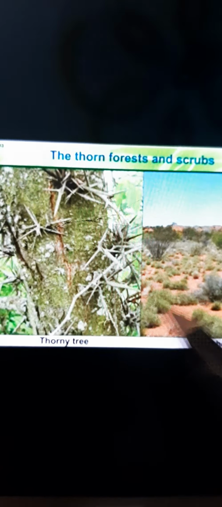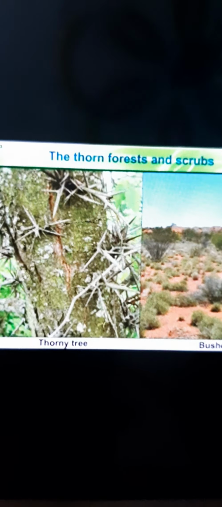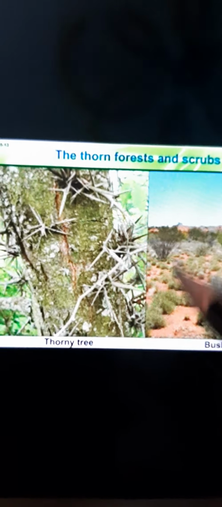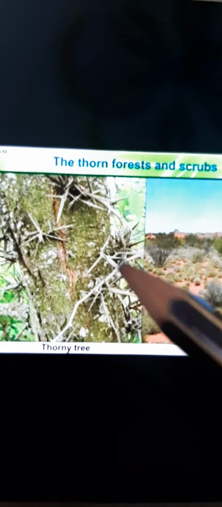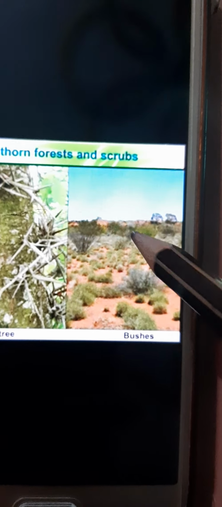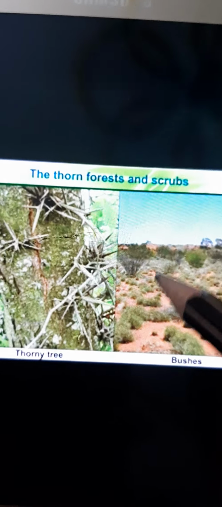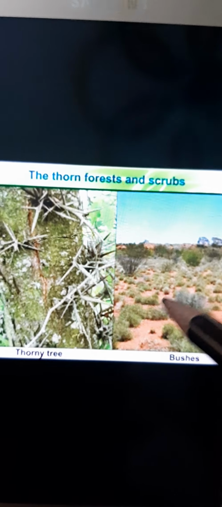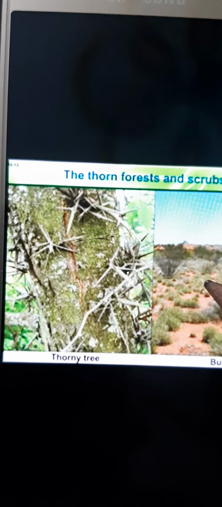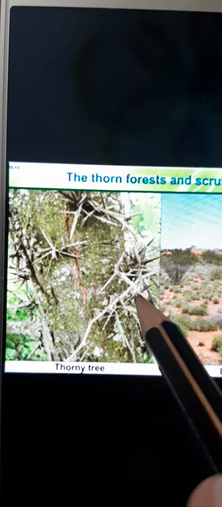The main characteristic of this type of forest is that the trees found in this forest are widely spaced. They're scattered all over the place. You can see the bushes are also not very compact. They are widely spaced, meaning scattered all over the place. So this is the characteristic.